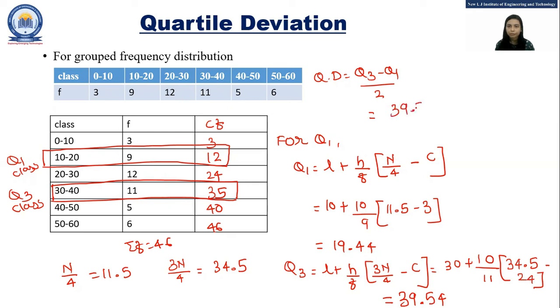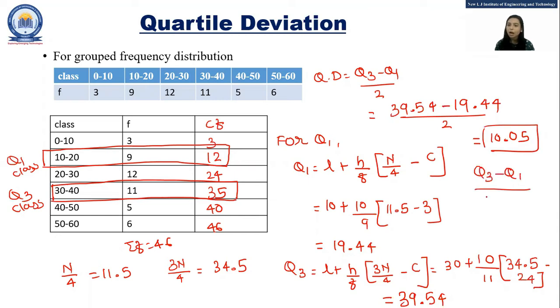Now you have to just put the value of Q3 and Q1 over here. So 39.54 minus 19.44 divided by 2, that is equal to 10.05. Now if you want to find out the coefficient of quartile deviation, that is given by Q3 minus Q1 upon Q3 plus Q1 into 100. So this is the formula for finding out the coefficient of quartile deviation.